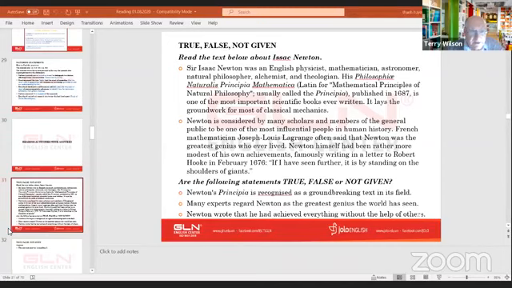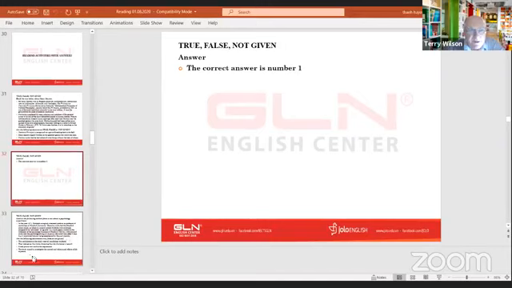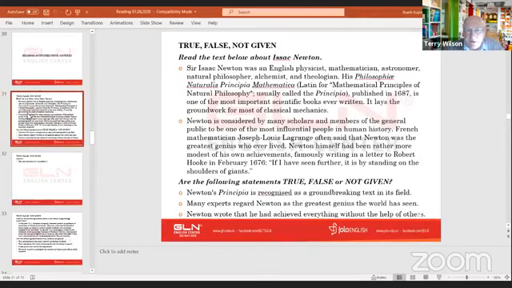So, what is the answer? Let's look. So the correct answer is number 1. And if we go back, so the key word in the statement is groundbreaking. And if we look at the text, we will see that in the final sentence of the first paragraph, it lays the groundwork for most of classical mechanics.